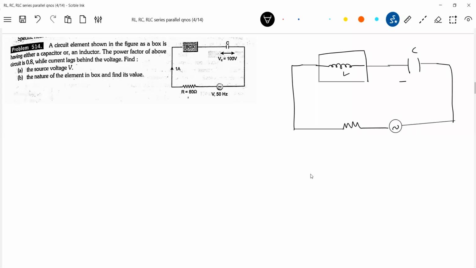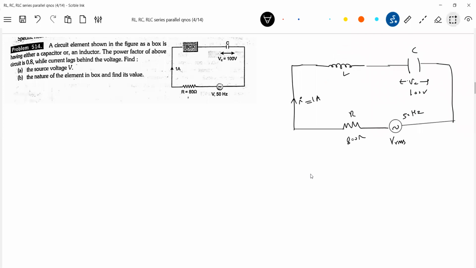He has given this VC, we know this. Current is 1 ampere. Applied voltage VRMS we don't know, that has to be determined, and the resistance is 800 ohm. So we should find out the applied VRMS. VC is how much? 100 volt. First we'll do one thing: the power factor of the circuit.